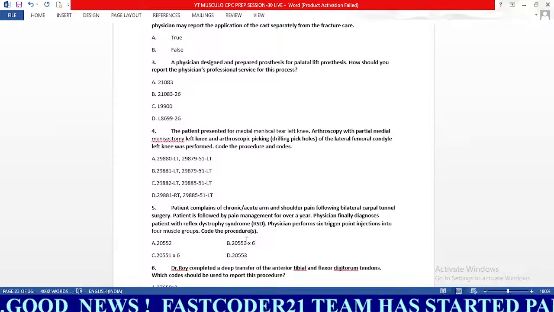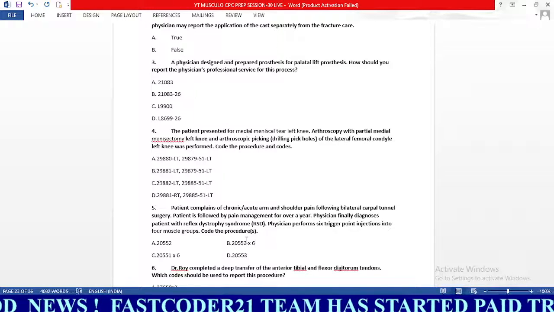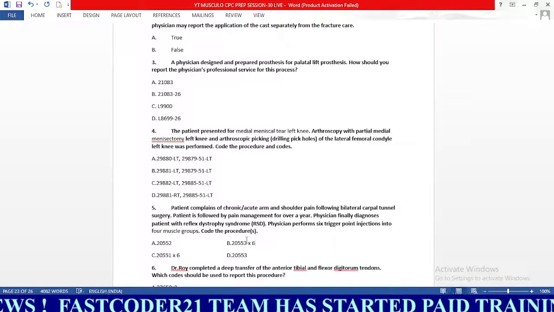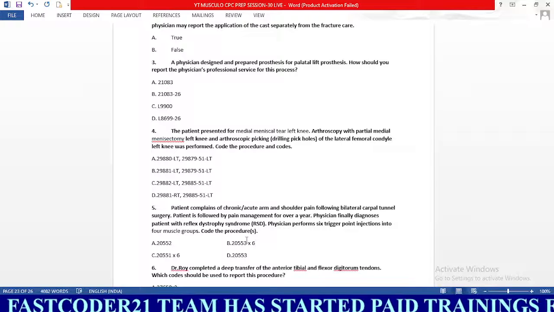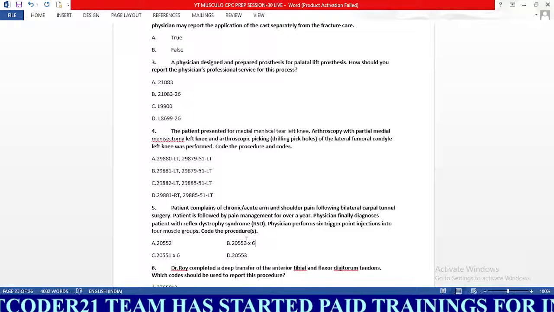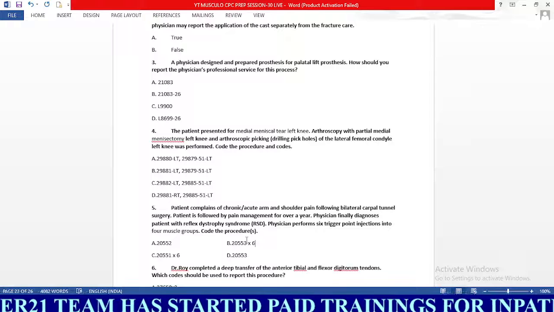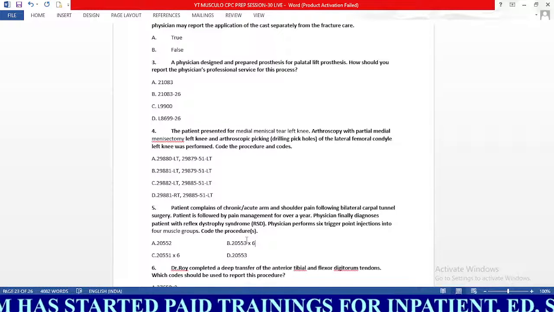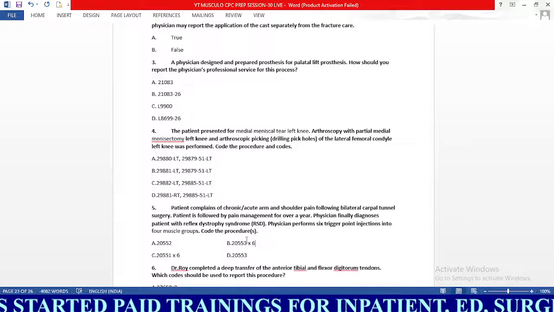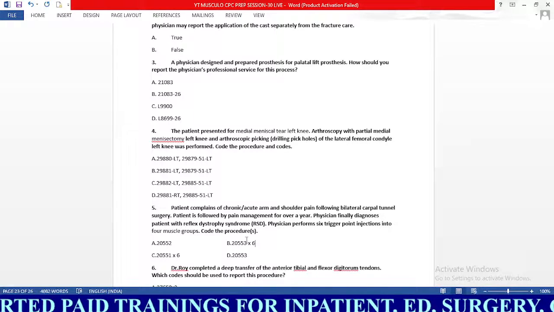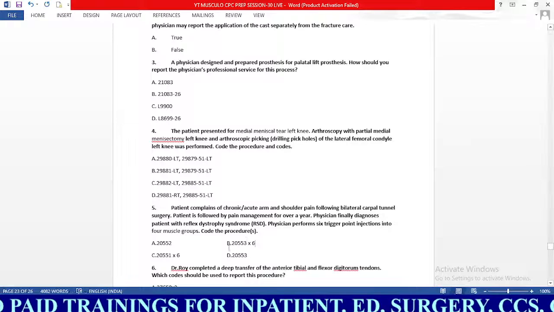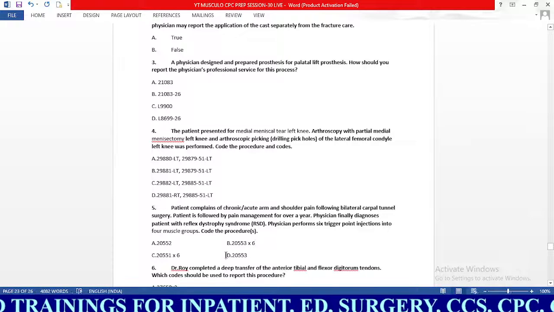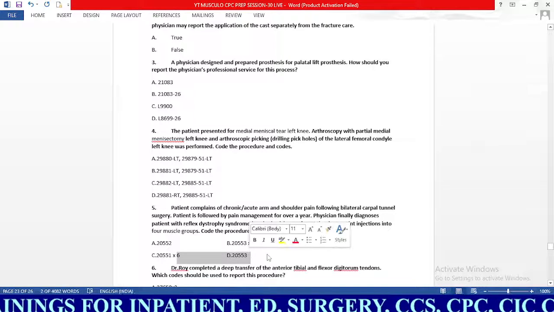So why B is wrong? As our code description is already having 3 or more muscles, we can't code B, which is 20553 times 6. As our code description is having 3 or more muscles, we need to choose D as the correct answer. So here our answer is D.